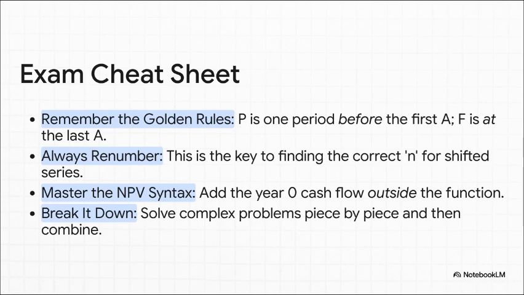Third, master the weird NPV syntax. You have to add that year 0 cash flow separately. And finally, if a problem ever looks overwhelming, just break it down. Solve the simple pieces first and then add them up.